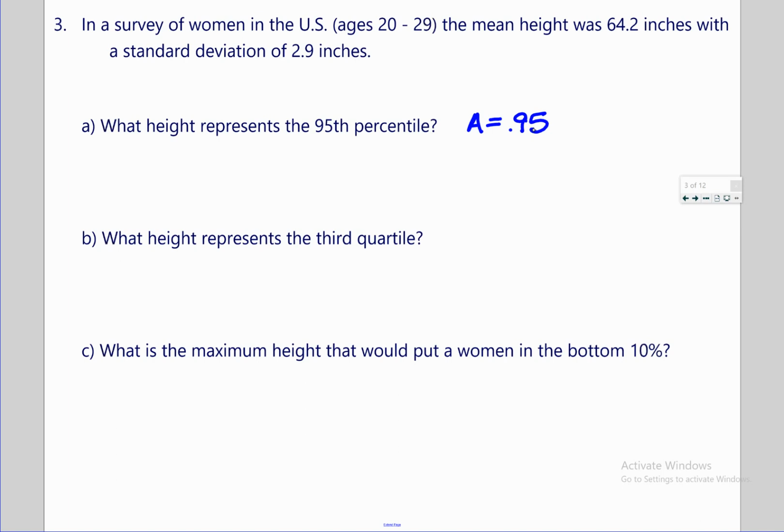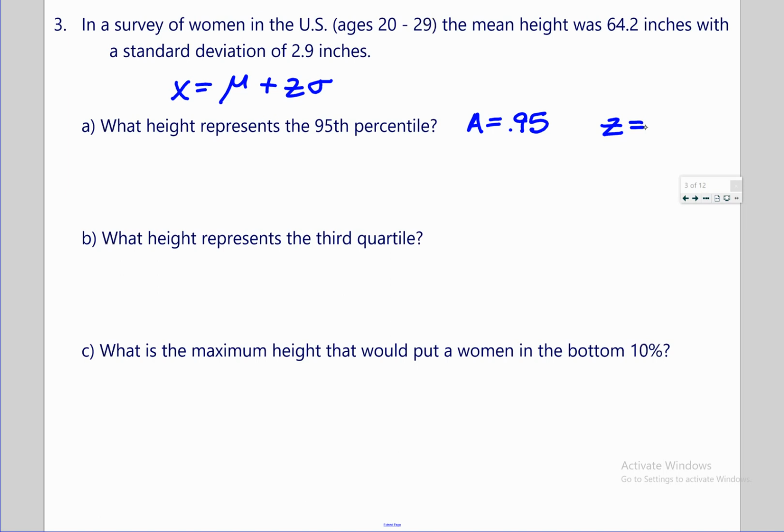Here we're going to know the z-score from this area that we're searching for on our chart. We're going to transform it to an x value, which is going to represent a height in inches for women in this case. So I'm going to put that formula up here: my x value equals mean plus z times standard deviation. We need to find the z-score associated with this area. 95th percentile means 95% of the data is below this number, which is exactly what our chart gives us, area to the left. So you're going to hunt in the middle for the closest you can get to a 0.95.